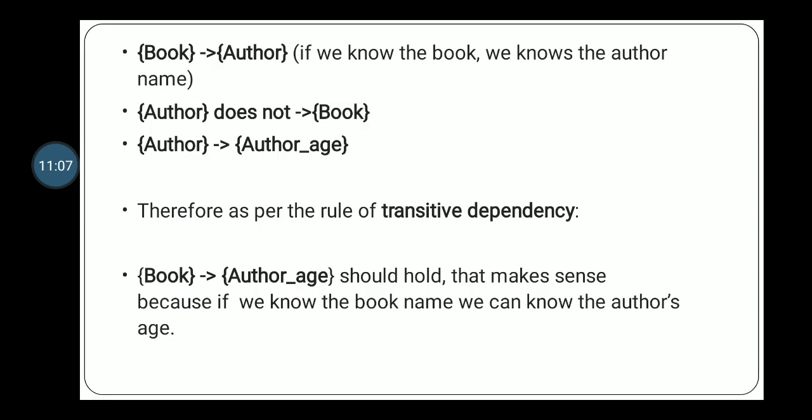Already I told you that X tends to Y is possible and Y tends to X will not be possible. That is, from the prime attribute, the non-prime attribute can be derived. From the non-prime attribute, you cannot derive the prime attribute. So this is the condition. So book tends to author, and author tends to book is not possible. Then author tends to age. So what is transitive dependency? X tends to Y, and Y tends to Z means X tends to Z is possible. This is called a transitive functional dependency.